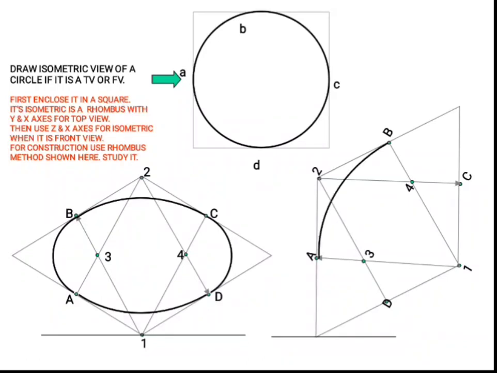Now by taking point 1 as center and 1B as radius, we can draw the arc AB. Similarly, point 2 as center and 2D as radius, we can draw the arc DC, and point 3 as center and A3 as radius, we can draw the arc AD, and finally point 4 as center, 4B as radius, we can construct the arc BC. Now we finished the isometric view of the circle.